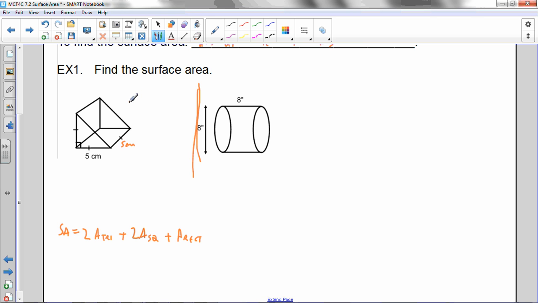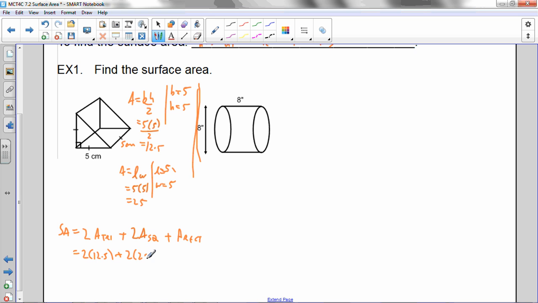So for the triangle, that's just base times height divided by 2. The base is 5, and the height's 5, and so I can jam that in there. That's 12.5. So down in my formula, that's going to be 12.5 centimeters squared for the two triangles, and the two squares. That's just 5 by 5. That's pretty easy. The length is 5, and the width is 5. 5 times 5 is 25. So the bottom and the side are both 25.